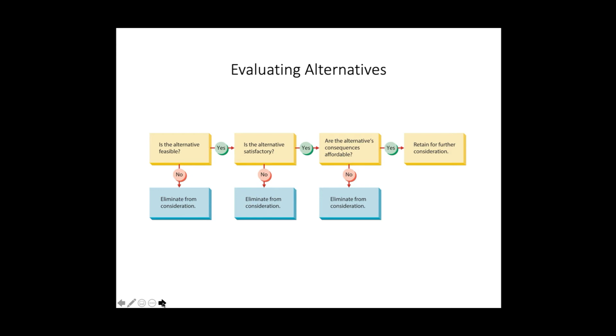That's the second question, is the alternative satisfactory? Will the results that you're hoping for really meet satisfactory conditions to solve the problem that you've identified? And then the next question, are the alternative's consequences affordable? In other words, once you implement a course of action, more than one thing can happen. And quite frankly, if what happens isn't the best case scenario, but something other than the best, maybe even the worst case scenario, can you afford the consequences? And if the answer to all of those questions is yes, then only then will you retain that option as one to be subject to further consideration.